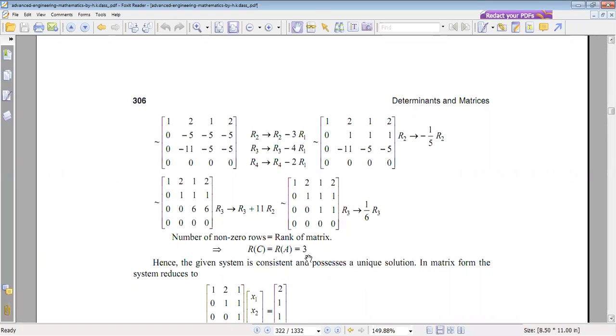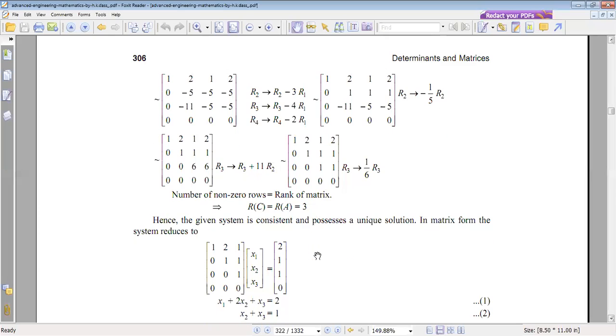Okay, unique solution. Why does it have a unique solution? Because the rank is equal to the number of unknowns. Here, how many unknowns are there? 3 unknowns: x1, x2, x3. So the rank is equal to the number of unknowns. Okay, so that's why the system has a unique solution.